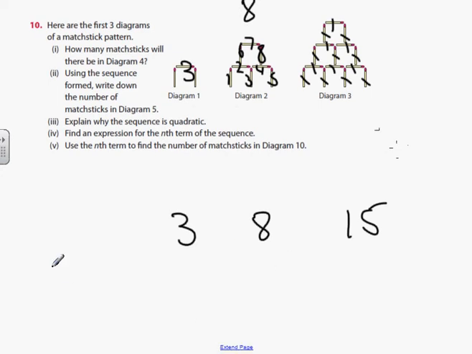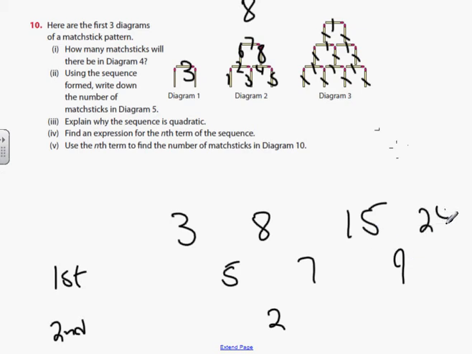So what you do in a case like this is you do your first difference. Your first difference is going to be 3 to 8 is 5. Then 8 to 15 is 7. And now what is your second difference? 2. So you're expecting the next gap to be 2 more than the previous one. 9. 9 plus 15, 24.